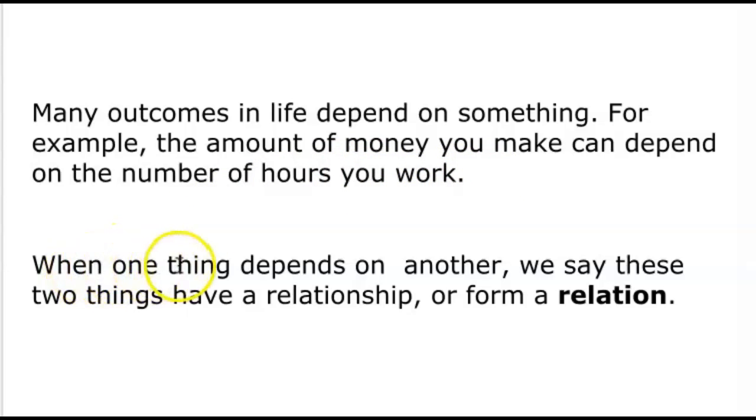So when one thing depends on the other, we say these two things have a relationship or form a relation. So if you're ill and you can't go into work, that's going to decrease your paycheck because you will have worked less hours. So the money depends on the number of hours. Okay?